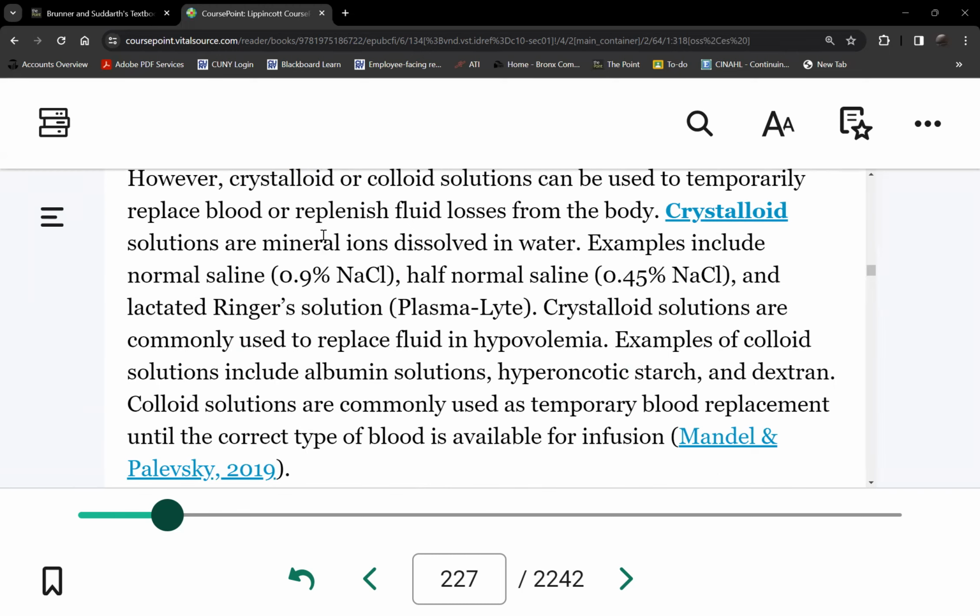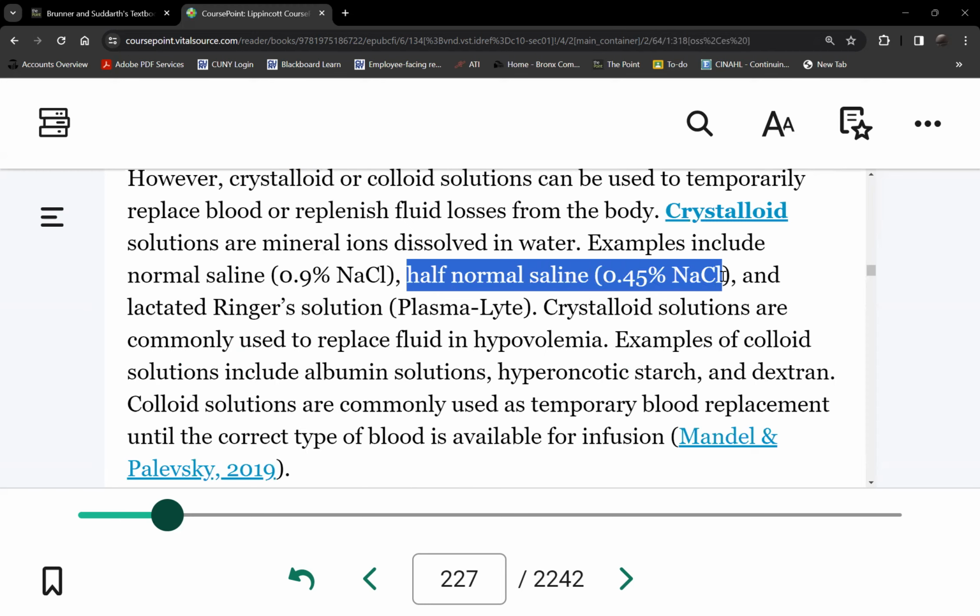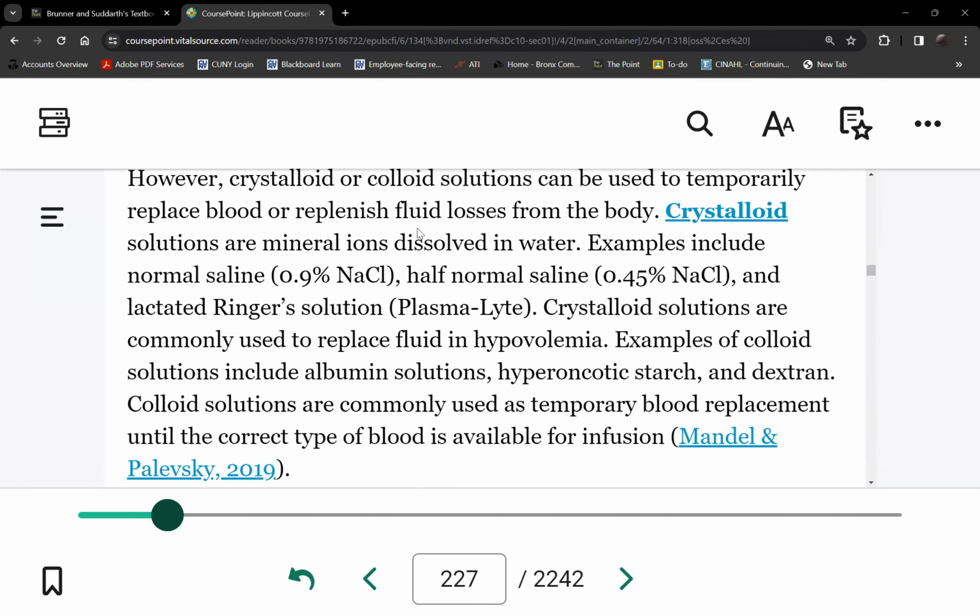There are three isotonic solutions. We have NS, normal saline, or 0.9% sodium chloride, and LR, lactated Ringer's. It's also isotonic. And the other isotonic is 5% dextrose in water. That's also isotonic. So only three isotonic solutions. Half normal saline is hypotonic. Why is it hypotonic? Because it's half the concentration of 0.9%.